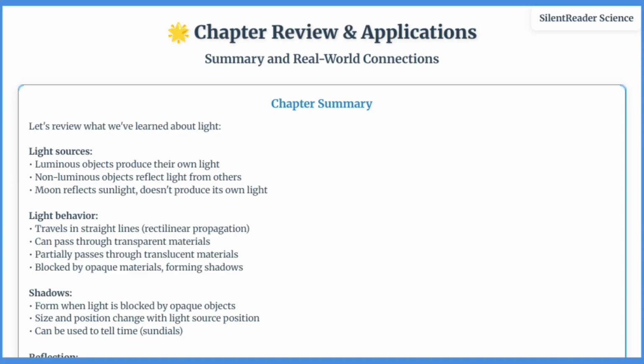Let's review our journey through the world of light. We've learned about light sources, both luminous objects that produce their own light and non-luminous objects that reflect light. We've discovered that light travels in straight lines, which explains why shadows form when light is blocked by opaque objects. We've explored how different materials interact with light: transparent, translucent, and opaque. We've investigated mirror reflections and the fascinating property of lateral inversion.